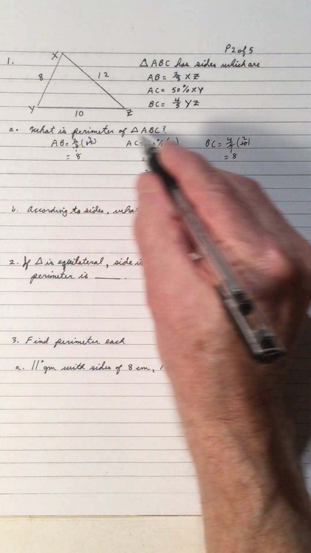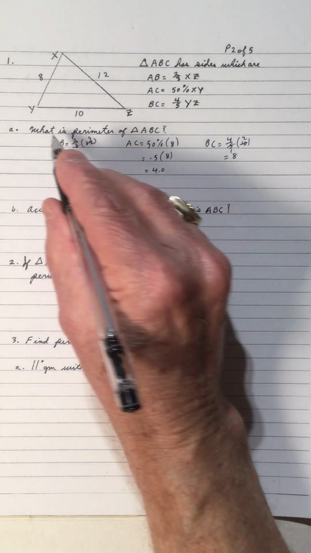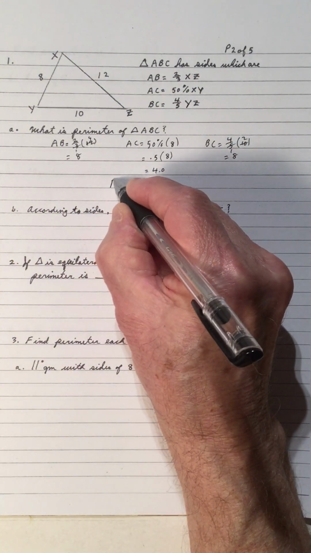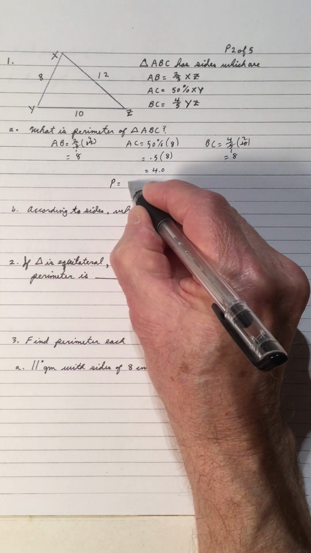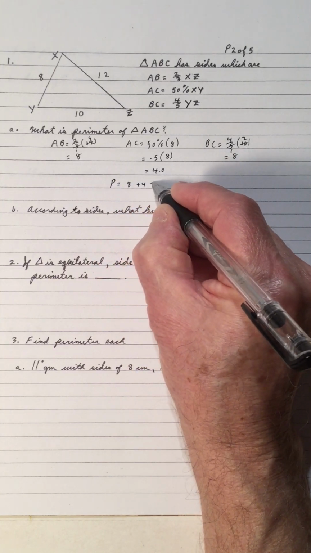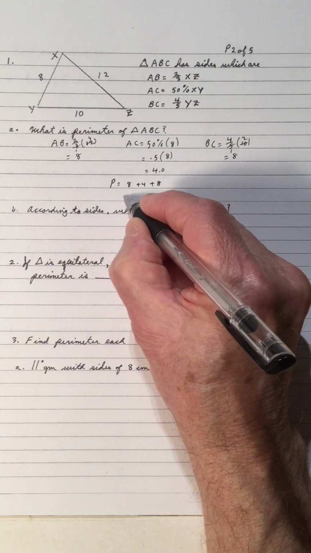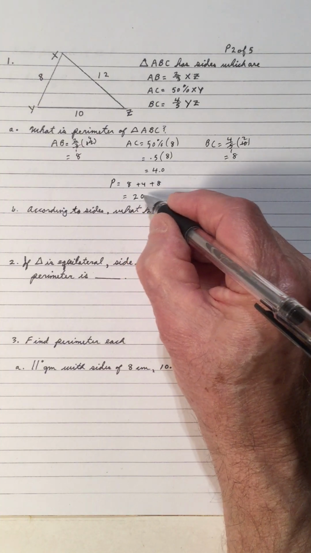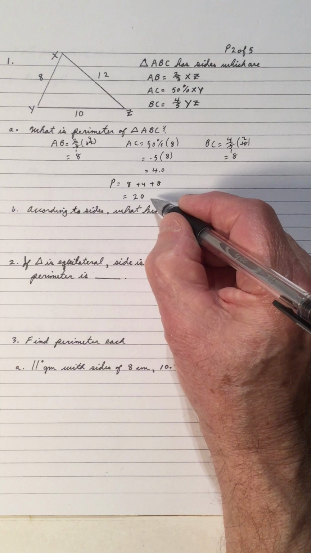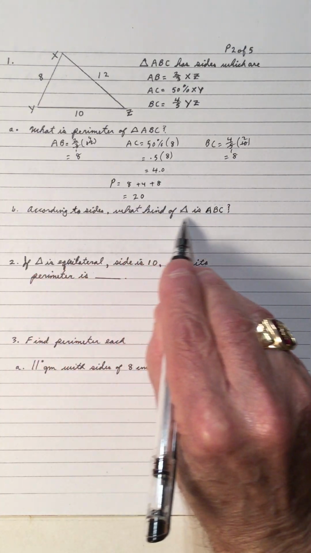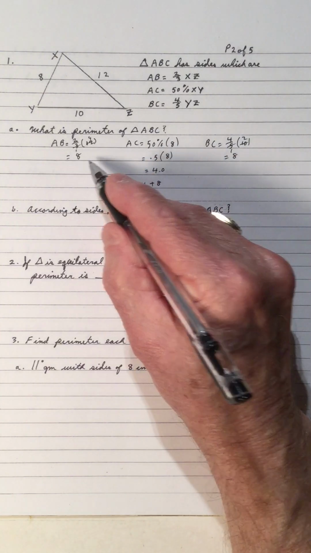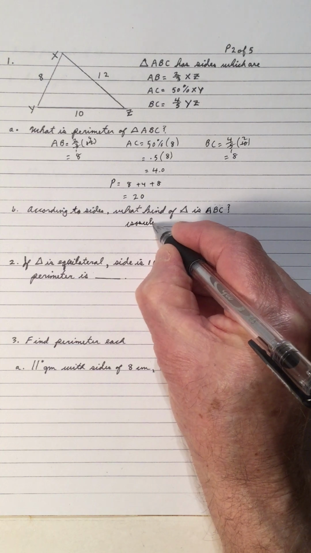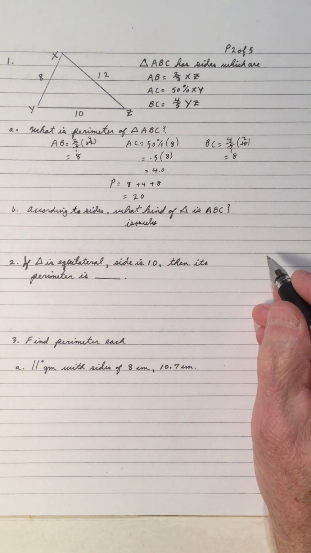So the perimeter of ABC is, and I forgot to read that out at the beginning, I just went to work and worked these out. The perimeter is the sum of all the sides, so it's an 8 plus a 4 plus an 8. And that reads 16 and 4 is 20, or 12 and 8 is 20. So perimeter is 20. According to sides, what kind of a triangle is it? Because the sides are 8 and 8, we have two sides equal, so we have an isosceles triangle. Isosceles triangle has two sides equal.